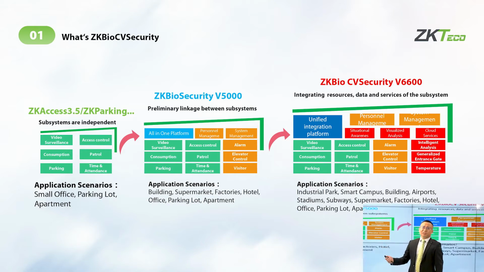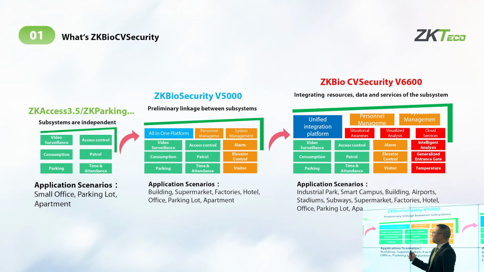The second generation we call ZKBio Security. Everybody knows the first version. I remember in 2016 we released the first version of ZKBio Security. At that time they had just four modules: access control, time attendance, parking, and also vehicle management.